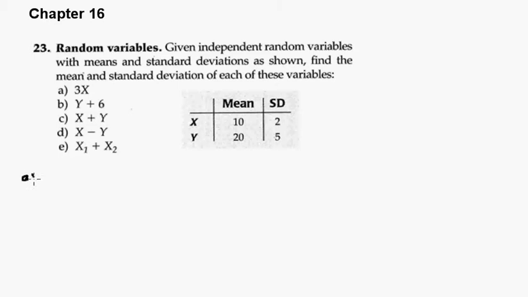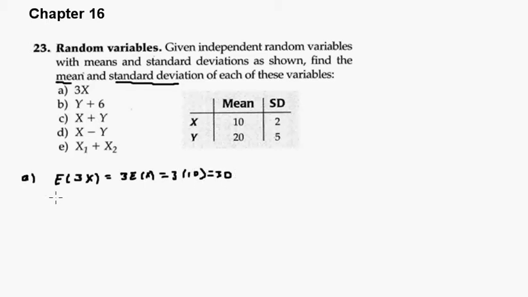So they want us to compute the mean, so that's the expected value, and the standard deviation for A through E. So here what we're being asked to do is what's the expected value of 3 times the random variable x. So this would be 3 times the random variable x occurring just once. So that's equal to 3 times the expected value of x, and that's 3 times 10, so 30.